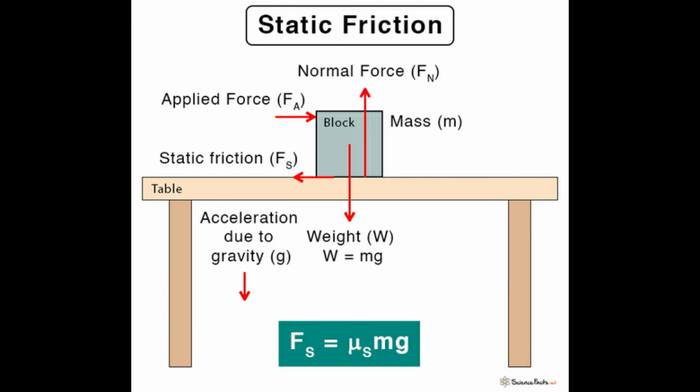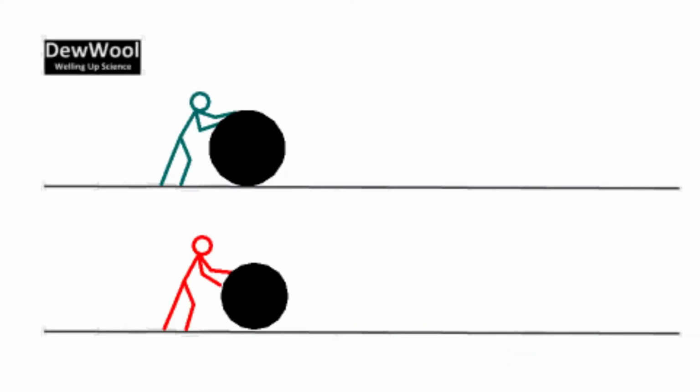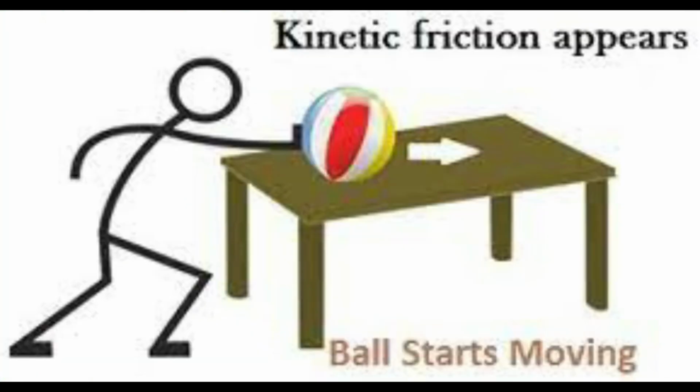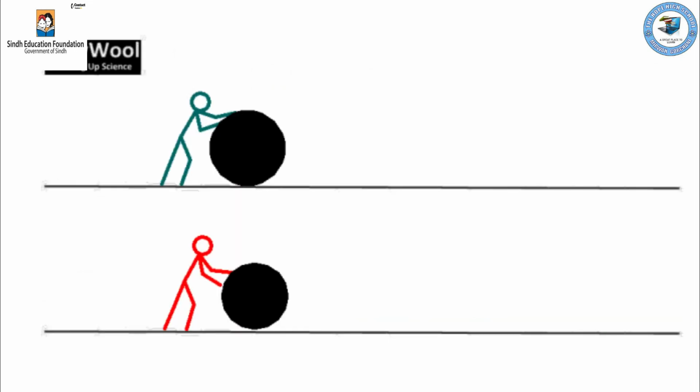Static friction is the force acting on an object at rest that resists its ability to start moving. The maximum static friction is known as limiting friction. Kinetic friction is a force that resists the motion of a moving object. It is interesting to know that in almost all situations, static friction is greater than kinetic friction.